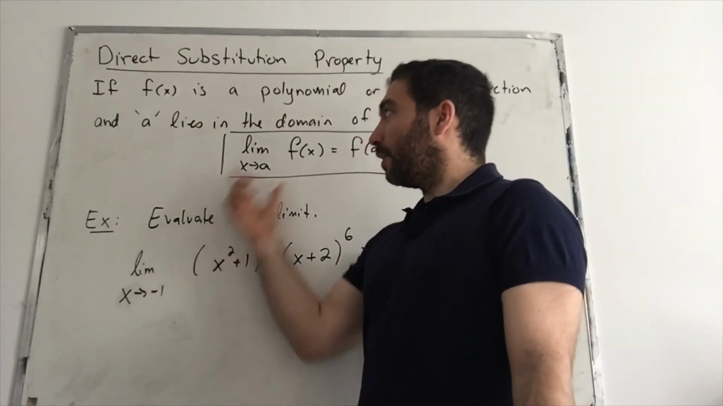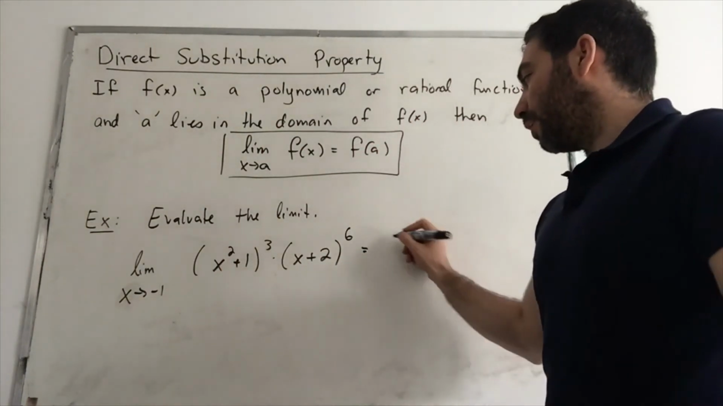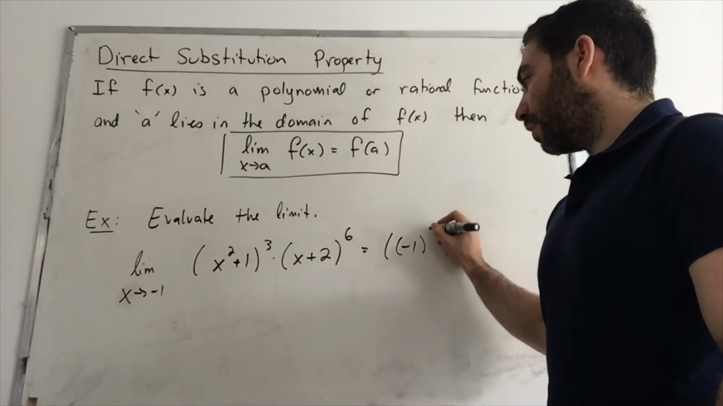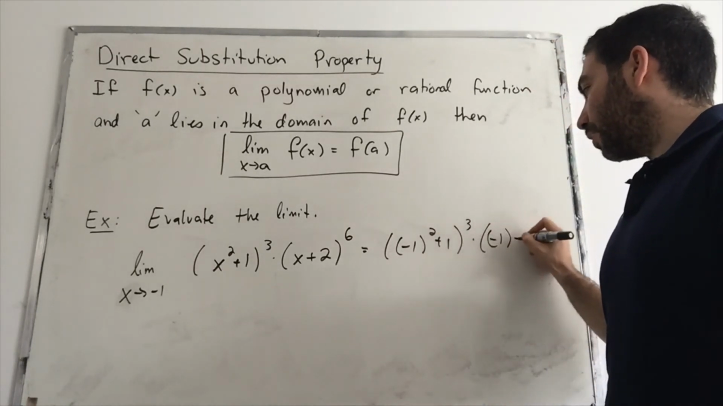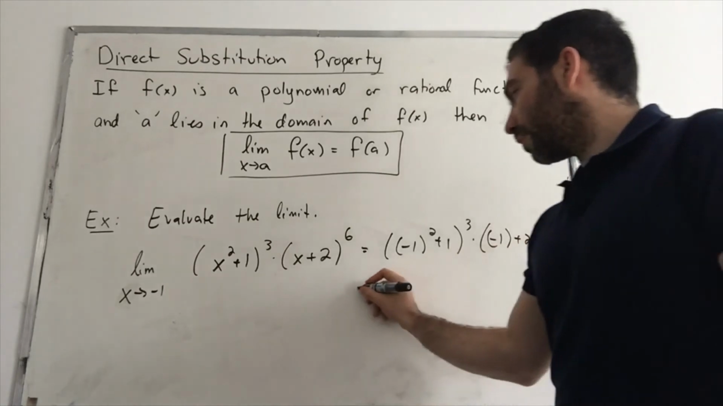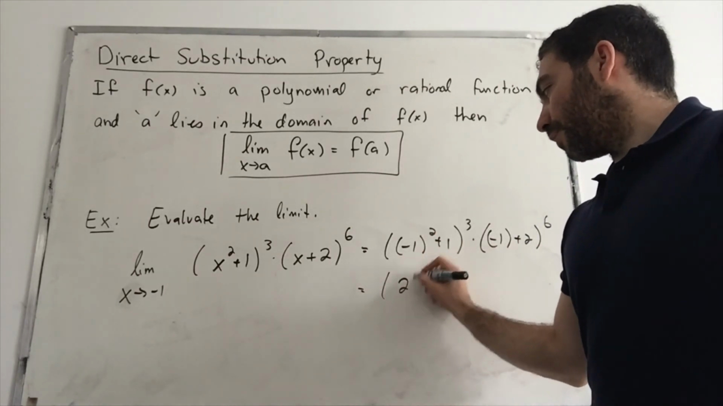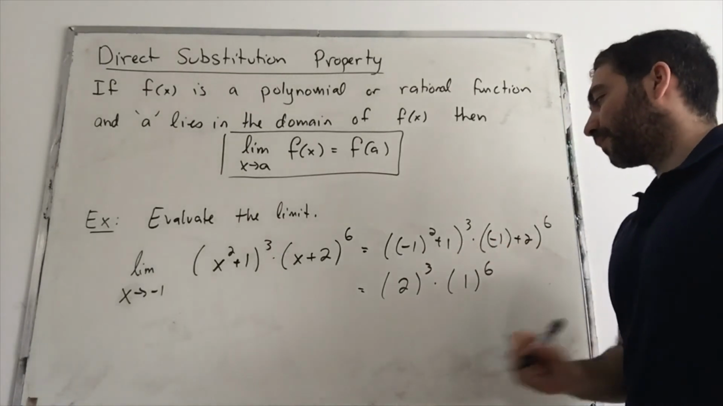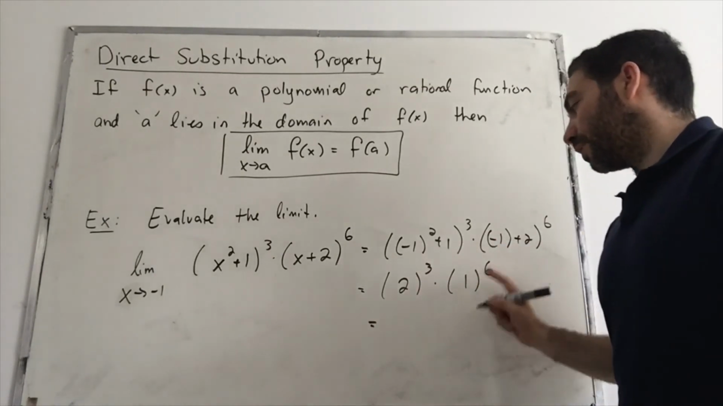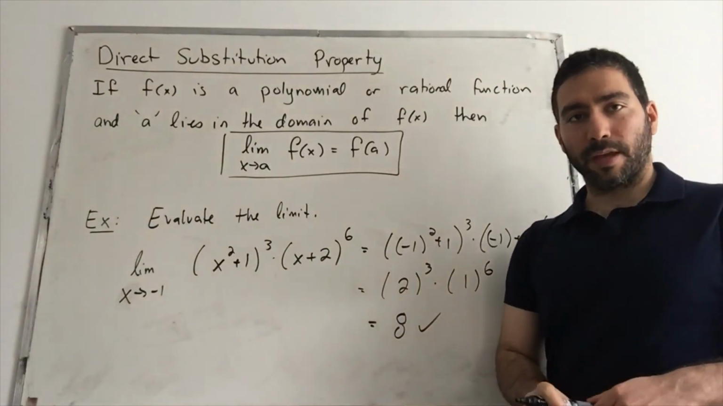So we're doing the direct substitution property, substituting x with -1, giving us -1 squared plus 1, cubed, times -1 plus 2, all that to the 6. -1 squared, be careful, that's positive 1. This gives us 2 cubed times 1 to the 6. 2 cubed is 8, 1 to the 6 is 1, so we have 8 times 1. So you should get an answer of 8.